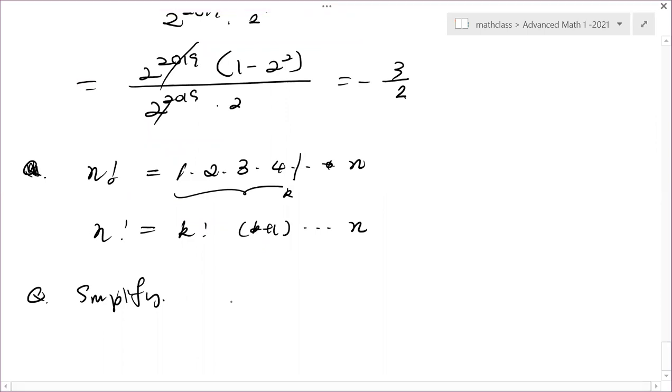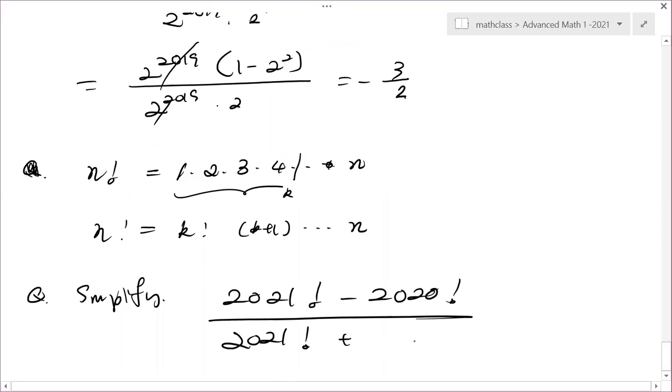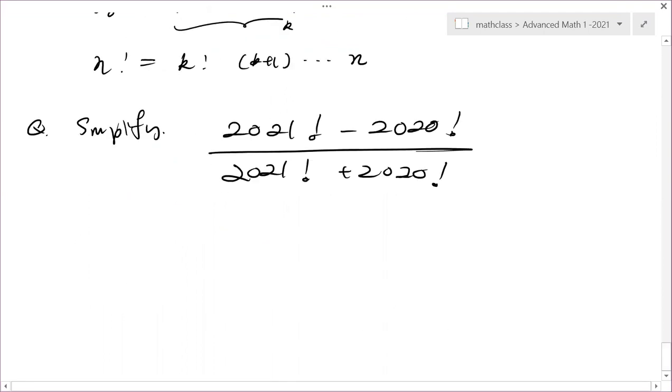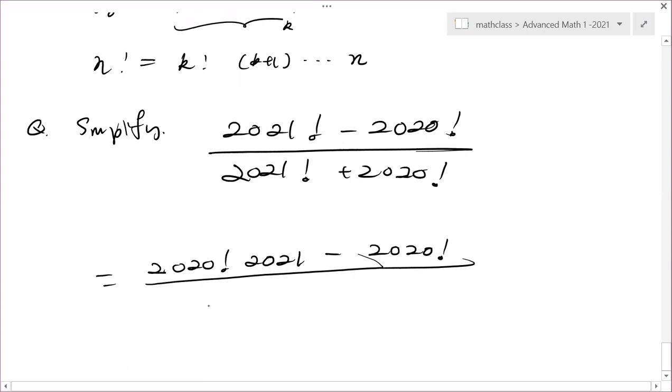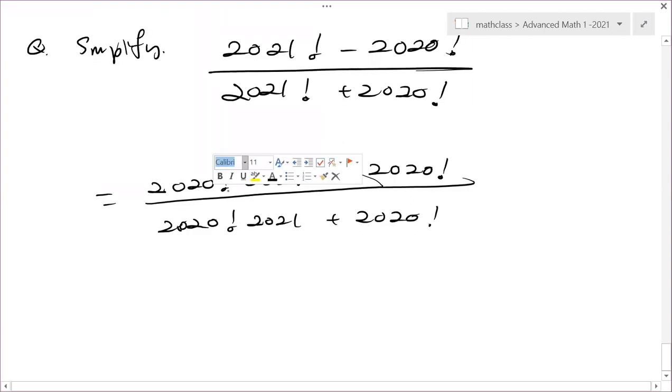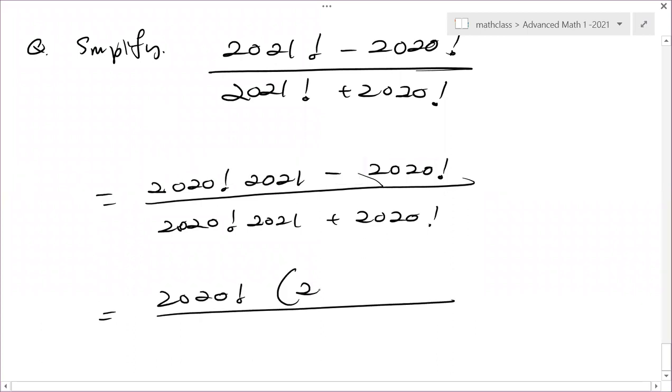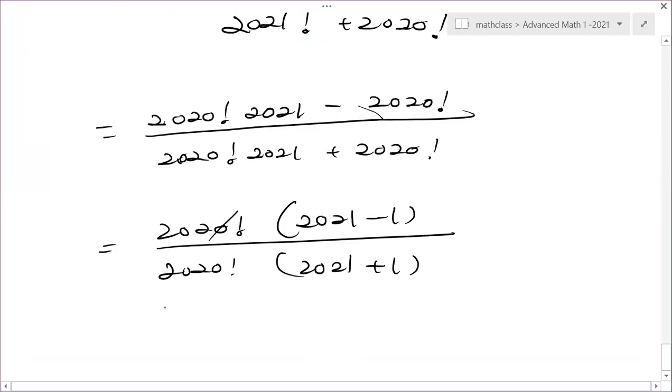Okay. So I'm going to get 2021 factorial minus 2020 factorial divided by 2021 factorial plus 2020 factorial. Right, each of the numbers is huge. So what I can do is 2021 factorial is 2020 factorial times 2021. The common factor here is 2020 factorial, although this is a huge number. So we get 2021 minus 1, and here 2021 plus 1. Okay. Then you simplify it.